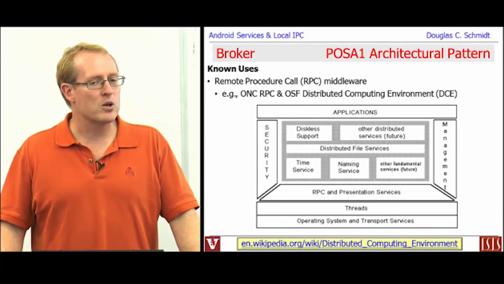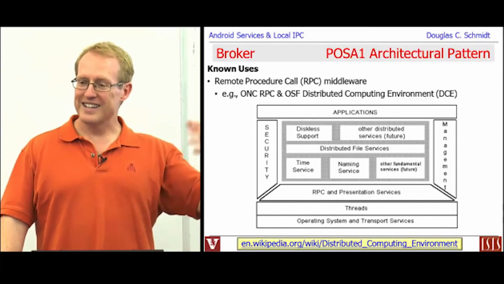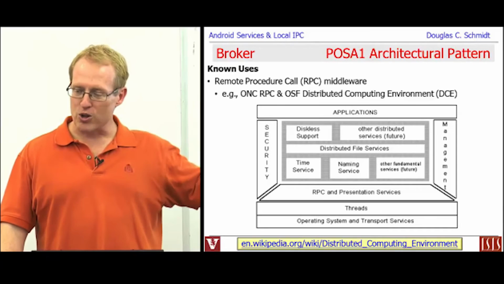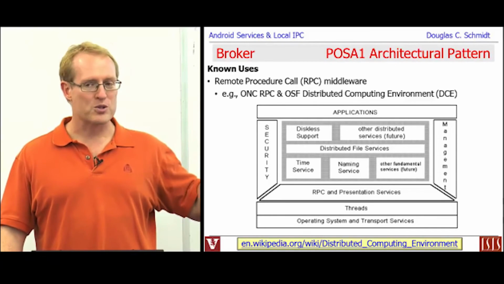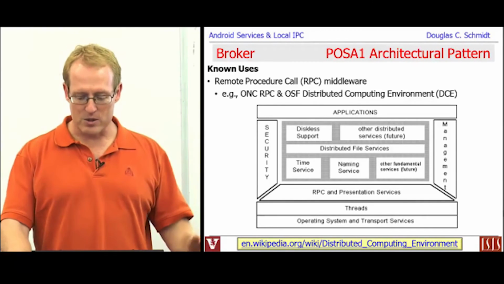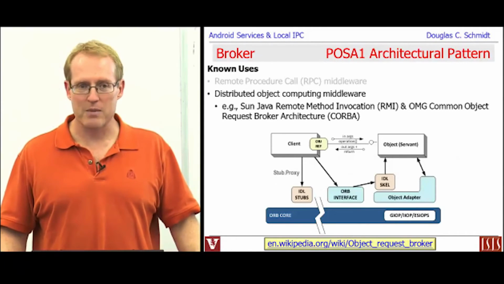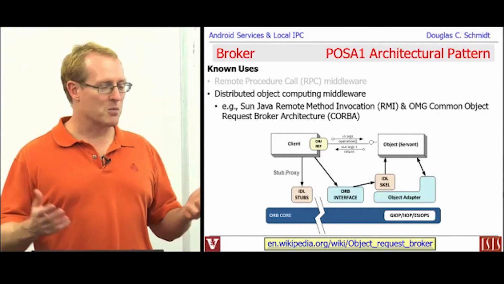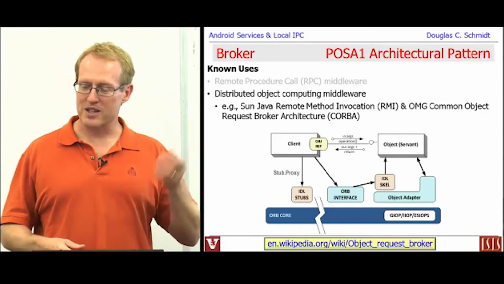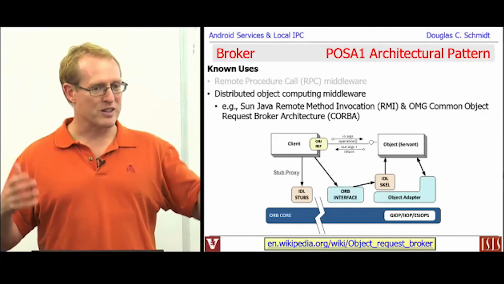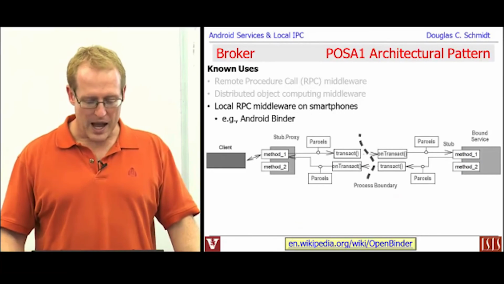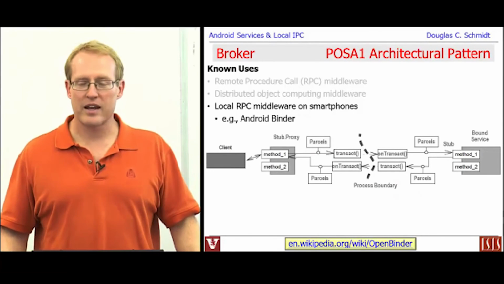There's a number of known uses of broker. Once again, the early days were sort of procedure call-based brokers, DCE, ONC, or SunRPC. CORBA, probably the predominant example of a broker. CORBA is so much a broker, it's its middle name. It's the Common Object Request Broker Architecture. It's right there in the name. And then, of course, nowadays we get Android.